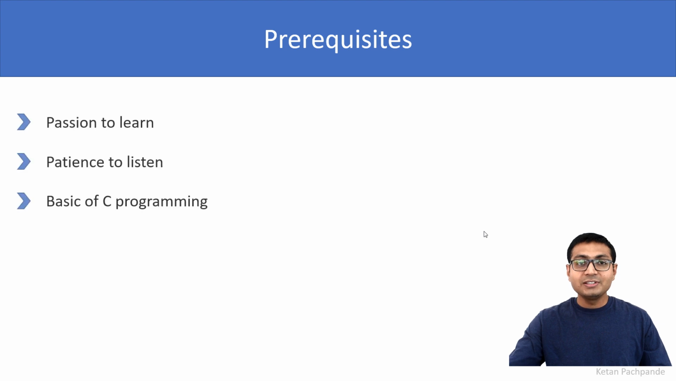The prerequisite to learn this course is that you need a passion to learn all the concepts of OS, and since I am going to create a lot of videos for you, you need to have patience to go through all my videos. From the technical aspects, you need the basics of C programming or C++ programming, where you should know how to declare variables, how to define functions, how to pass parameters to functions, and what the different control statements are, such as if statement, if else, while loop, for loop, etc.